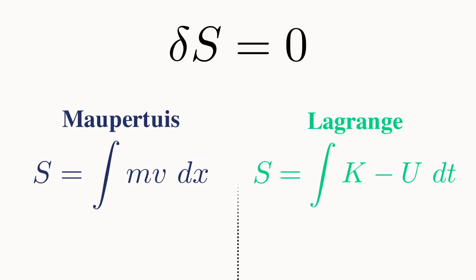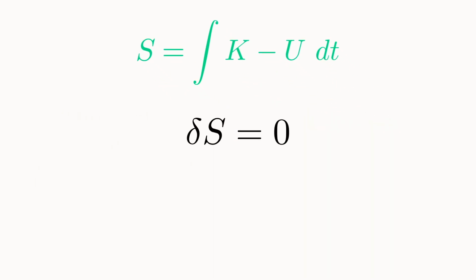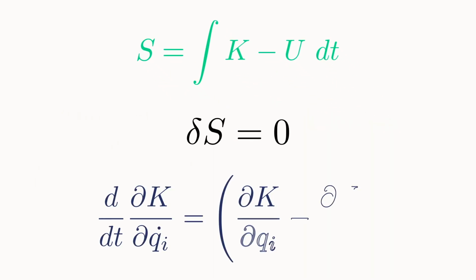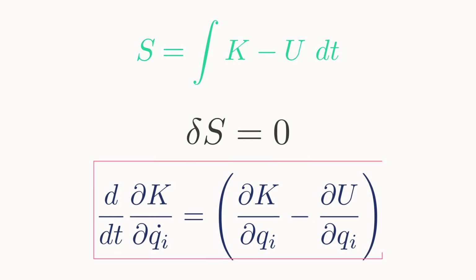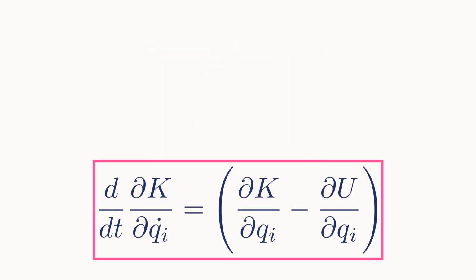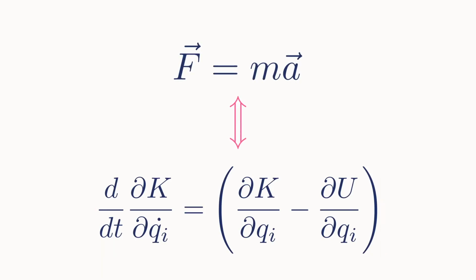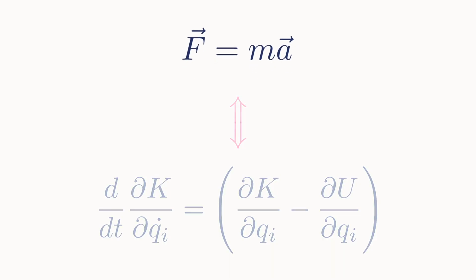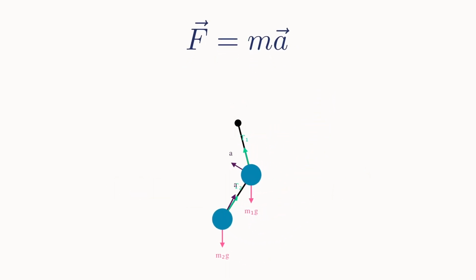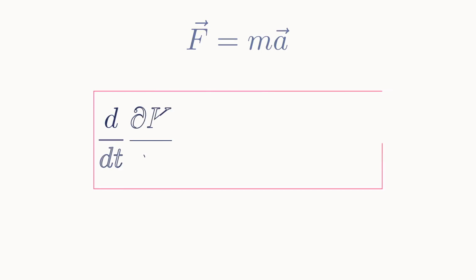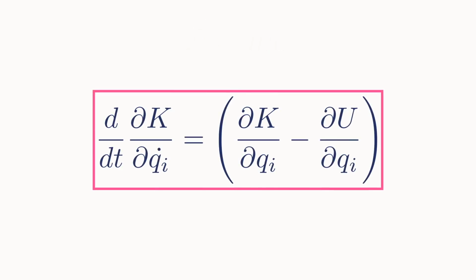Moreover, Lagrange showed that the principle of least action in this form leads to what is known as the Euler-Lagrange equations, which he wrote in terms of kinetic and potential energy. In fact, by solving these equations, one gets the exact same results as Newton's F equals ma approach. So Lagrange successfully turned solving physics problems from complicated free body diagrams into pure algebraic manipulation.